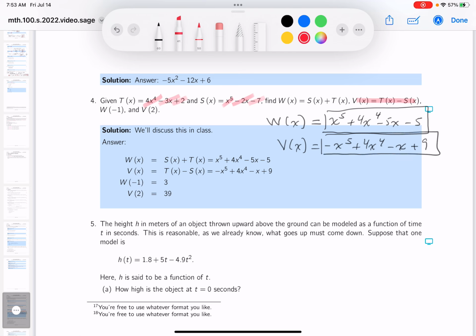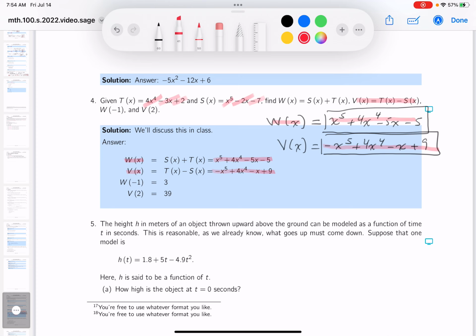Bookkeeping problem, right? Let's just get the grade key out. And did I get w of x right? What does it say it is? x^5 plus 4x^4 minus 5x minus 5. Did I get v of x right? Now, subtraction tends to be more prone to error, and people make mistakes, myself included, by the way. Minus x to the fifth, 4x to the fourth, minus x plus 9. So we're doing good with that.